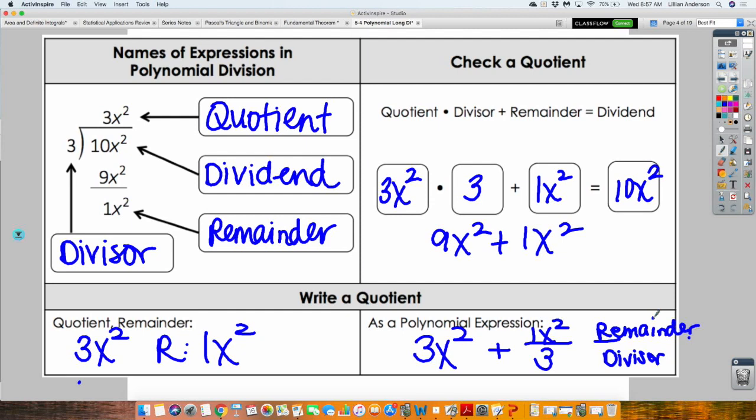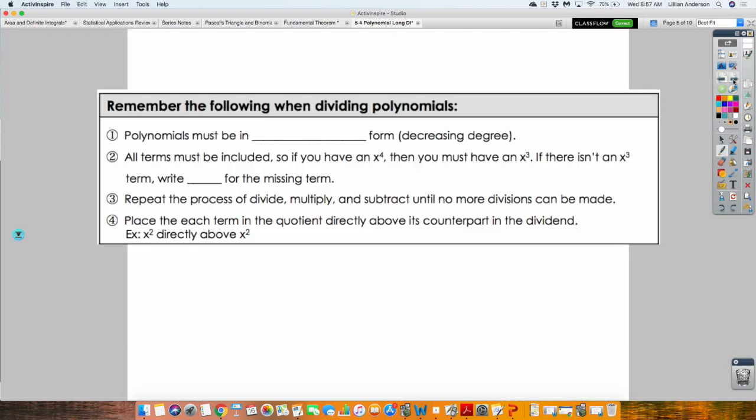Before we jump in, there are a few things outside of the terminology, checking your answer, and how to write it that you need to know. First off, the polynomials must be in standard form. We talked about standard form before with quadratics. It should be in decreasing degree. So if you have an x to the fourth, it should be followed by x to the third, followed by x to the second, followed by x, followed by your constant. It should always be in standard form.